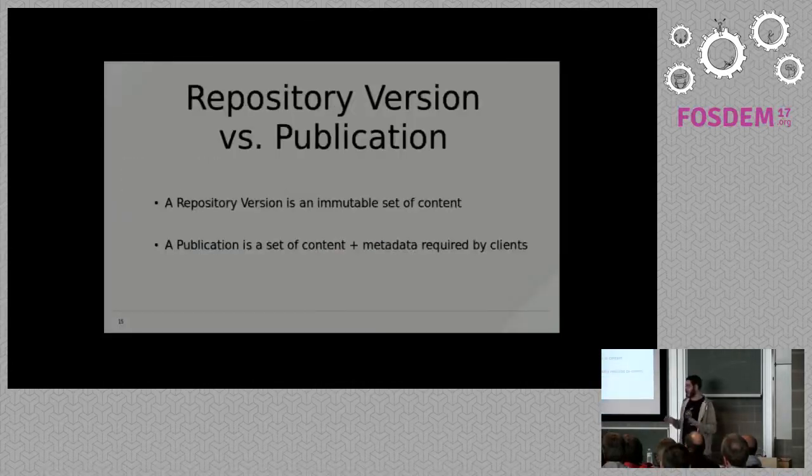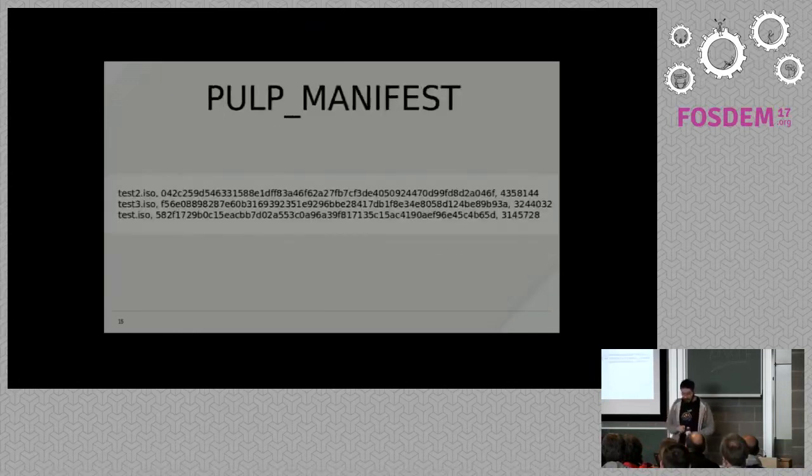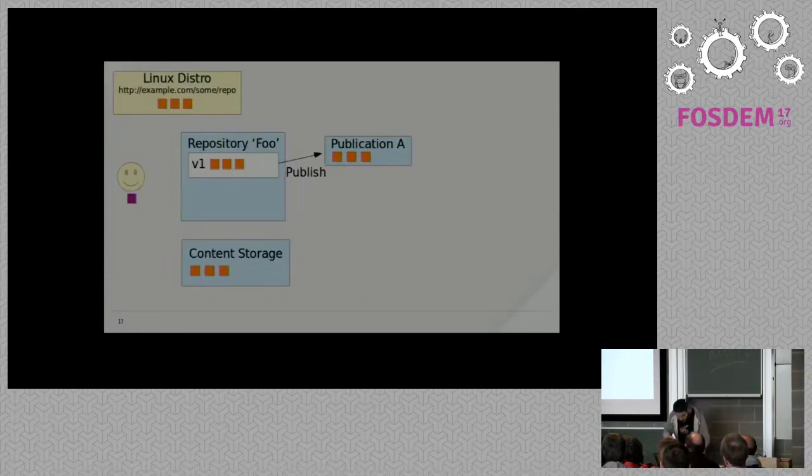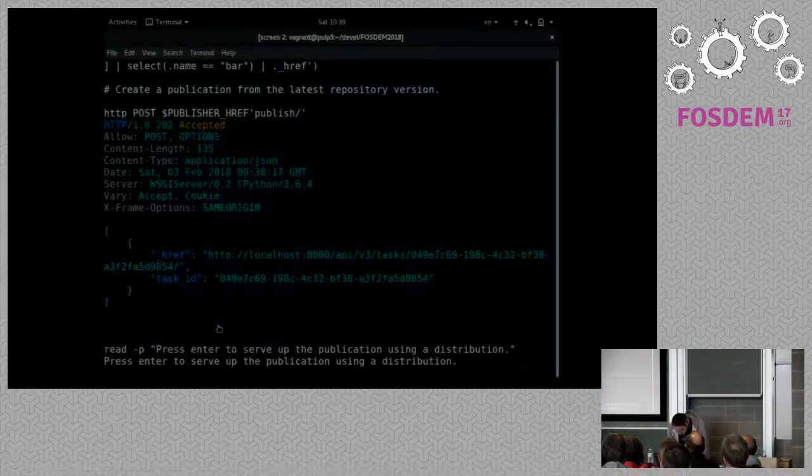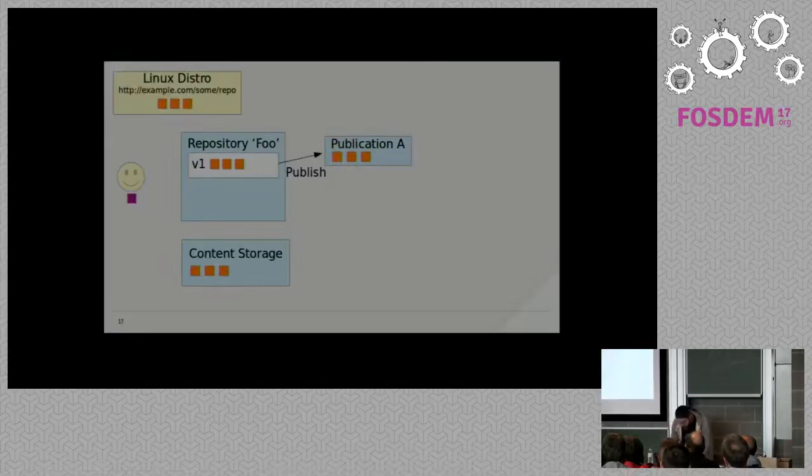So here I want to point out a difference between a repository version and a publication. The repository version is an immutable set of content in Pulp, and the publication is the same set of content plus any metadata that needs to be present for a client to consume that content. So for the file plugin, it's the Pulp manifest file that just lists all the files that are available in that repository. So we already created the publication, and that's what we're showing here, that the publication is that of repository version 1.